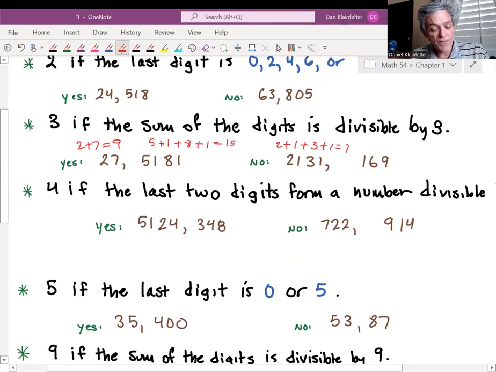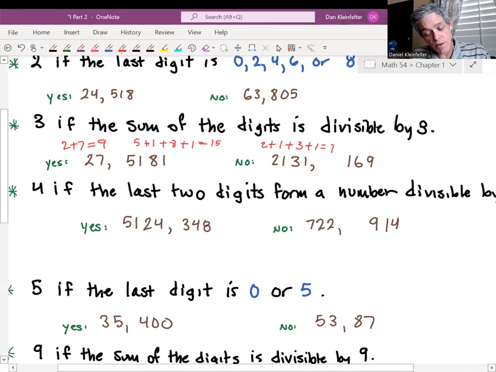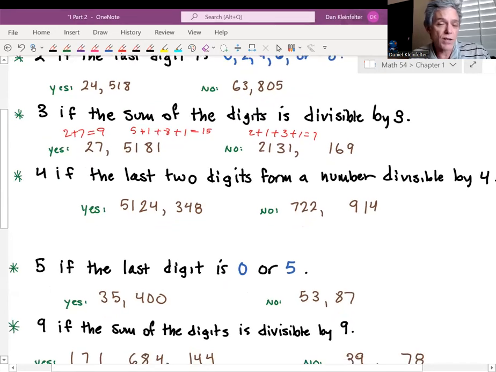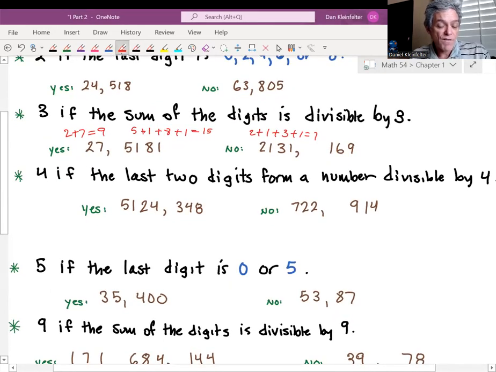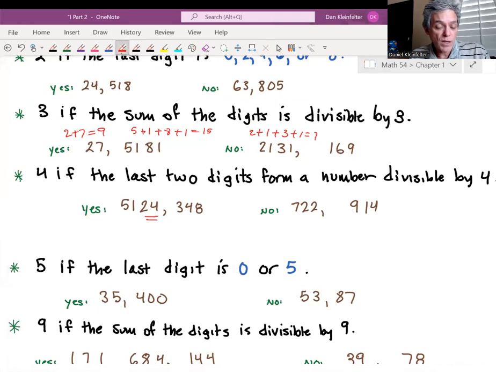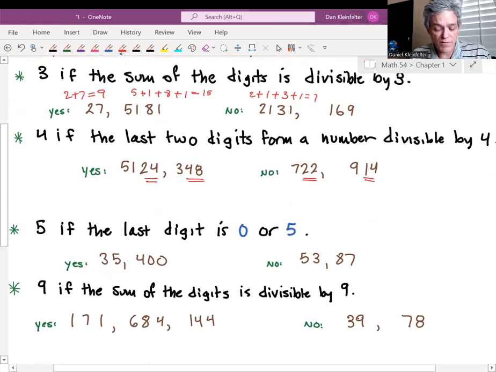The test for 4: if the last 2 digits form a number that is divisible by 4, then the original number is divisible by 4. Let's try. 5,124. 24 is divisible by 4. It's 6 times 4, right? And so 5,124 is divisible by 4. 348, the last 2 digits are 48, divisible by 4, and so 348 will be divisible by 4. Among the numbers that are not, 722, not divisible by 4 because 22 is not. 914, not divisible by 4 because 14 is not divisible by 4.